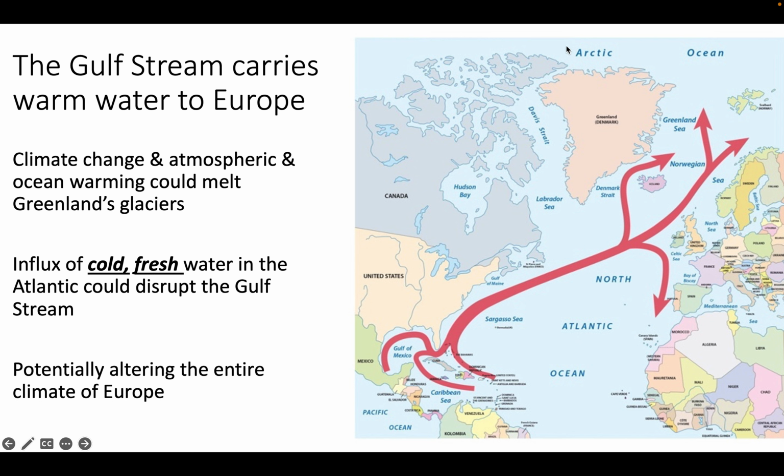But as climate change continues and ice in Greenland starts to melt, that's going to inject fresh water into the ocean and reduce the salinity, and it's going to inject very cold water into the ocean and reduce the temperature. As we discussed, the temperature and the salinity are what drives these currents. So this could very well disrupt the Gulf Stream and actually result in Europe losing out on the benefits the Gulf Stream provides, and so Europe might actually get colder rather than warmer.